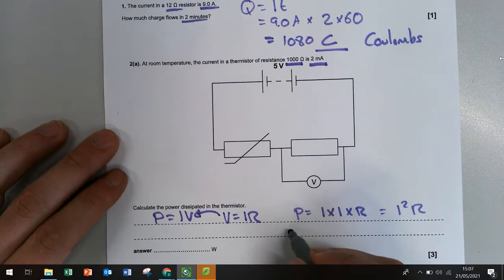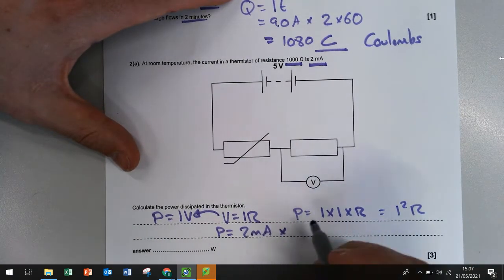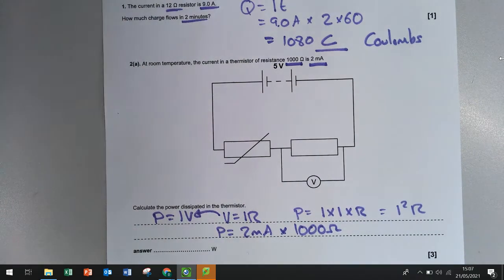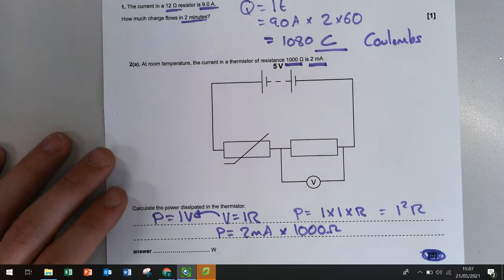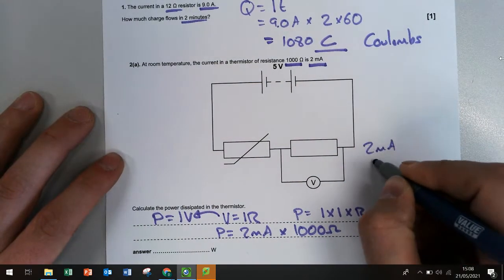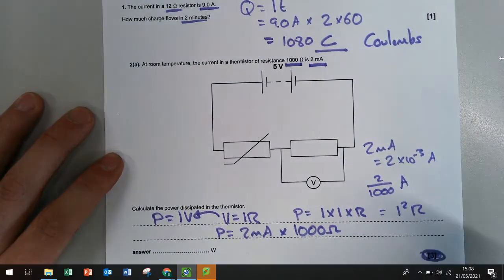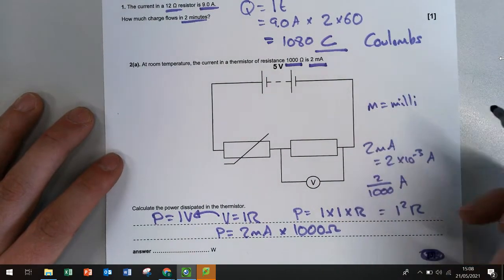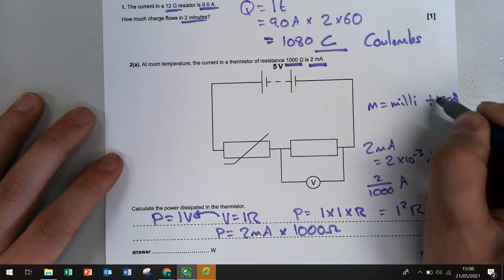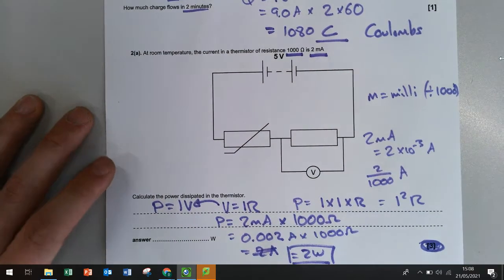So we can now substitute in our values. Power is current squared times resistance. So it's 2 milliamps times 1,000 ohms. At this point, there's another trick, and it is worth 3 marks. So we should realize it's not as simple as just using a simple formula. What is 2 milliamps? 2 milliamps means 2 times 10 to the minus 3 amps, or 2 divided by 1,000 amps, because milli means 1,000th. So it means divide by 1,000. So what this is really is 0.002 amps times 1,000 ohms, which is 2 watts. So 2 watts is the answer.